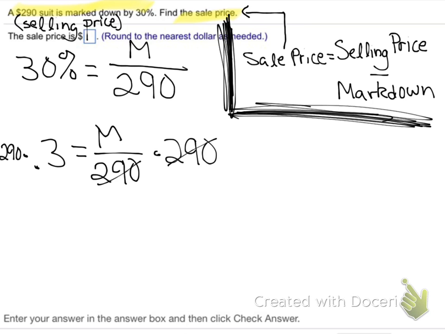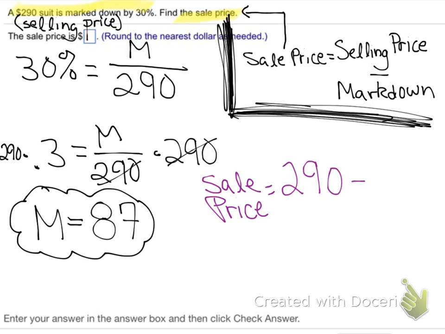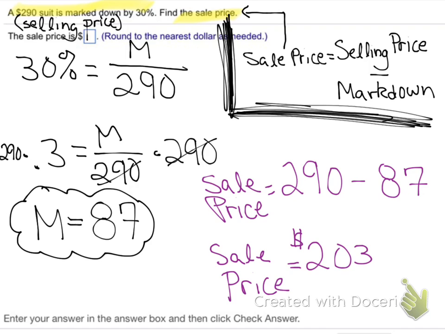Those guys cancel each other out, and we have M is equal to 290 times 0.3, which is 87. So the markdown amount, not percentage, is 87. The sales price is equal to the selling price, which we know from the problem is $290, minus our markdown, which is $87. So 290 minus 87, the sales price is 203. So the sale price on this $290 suit with a markdown of 30% is $203.